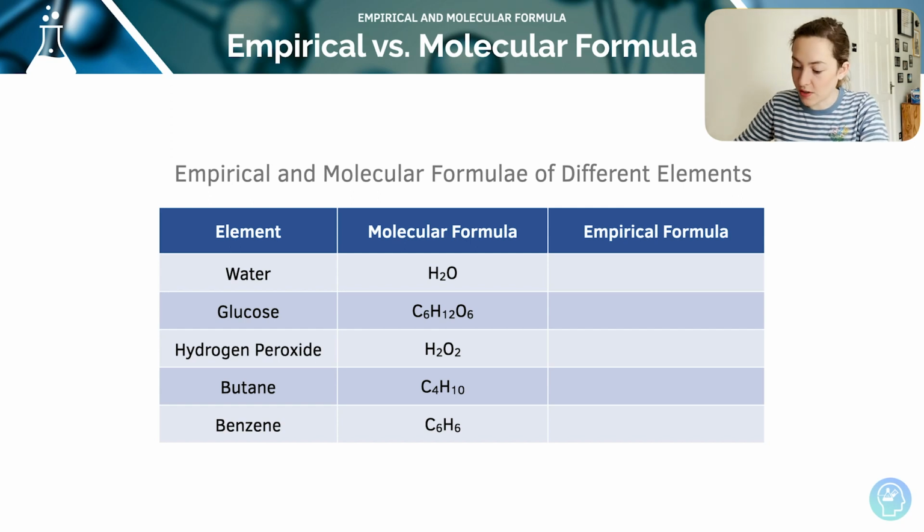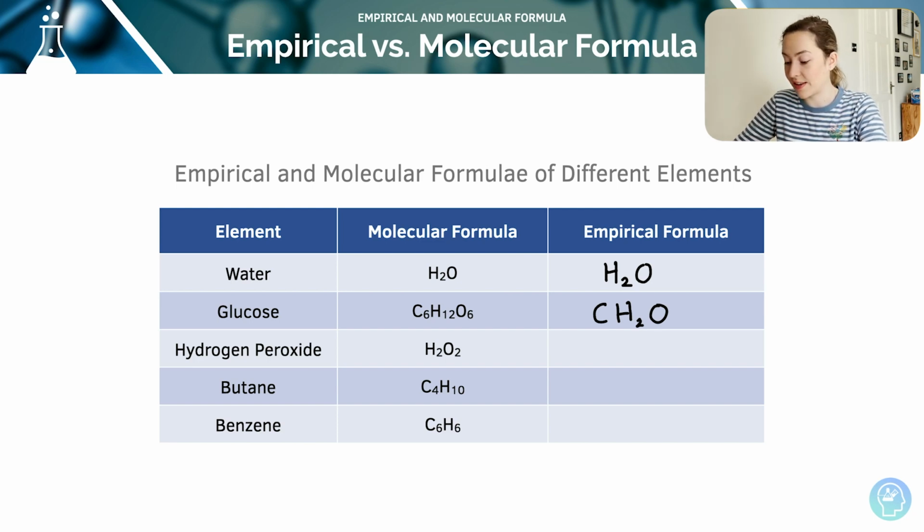Right, so we've got water to start with. Now that is already in its simplest whole number ratio. For every 2 hydrogens, there's 1 oxygen. Then we've got glucose, a familiar compound that you will have come across a lot in terms of respiration, photosynthesis. So CH2O. If I times CH2O by 6, I'll get C6H12O6. So I'm just finding the simplest whole number ratio. Hydrogen peroxide, we did that earlier, HO. Butane, I can divide both sides by 2, so C2H5. And benzene, CH. I can just divide both sides by 6 effectively.